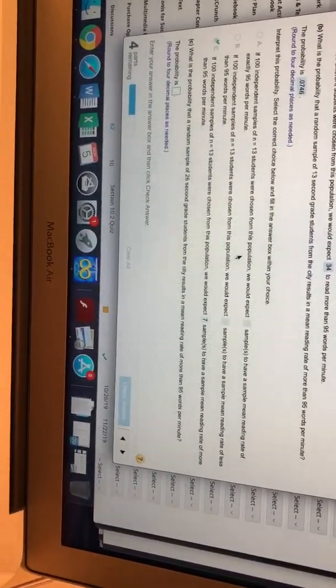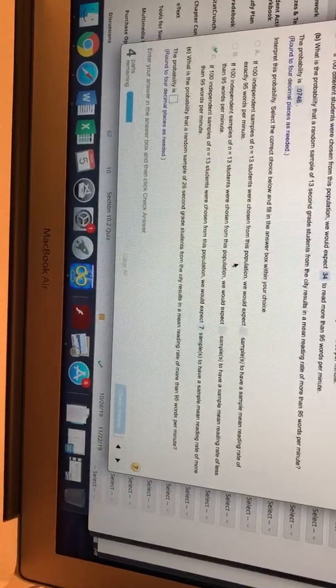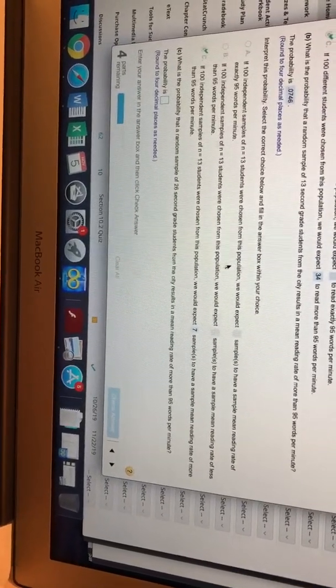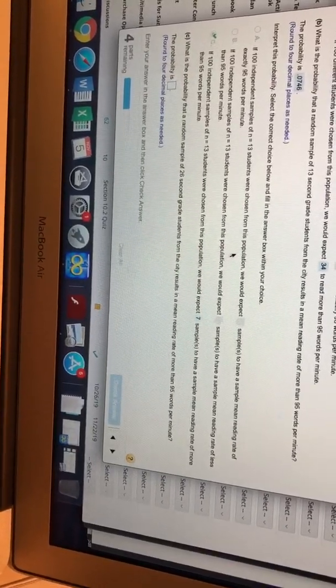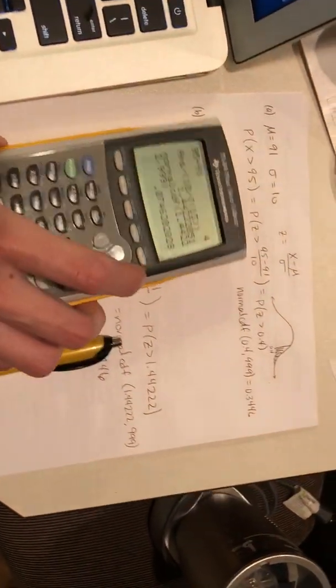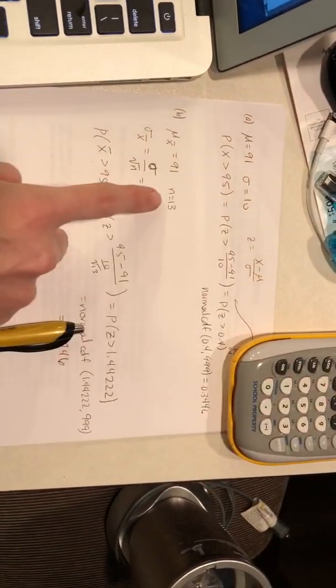So part C is the exact same process as part B, except we have n equals 26 instead of n equals 13. So you do the exact same process that we did for part B, only instead of n being 13, we have a simple random sample of 26 second grade students instead.